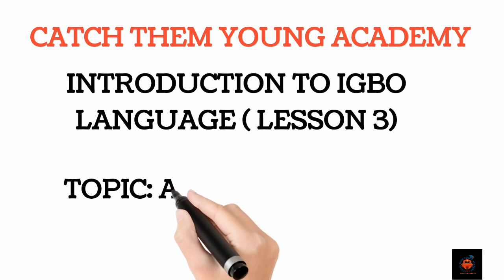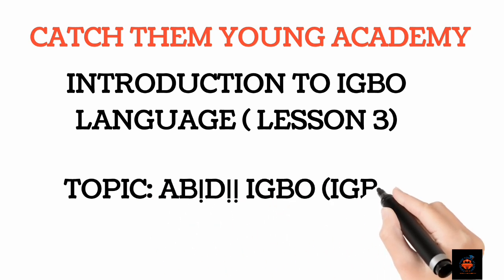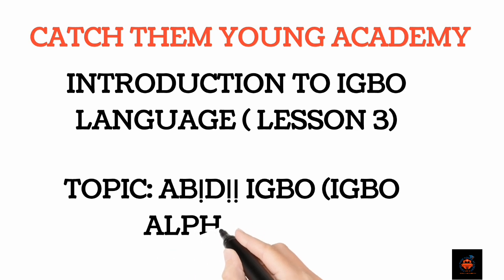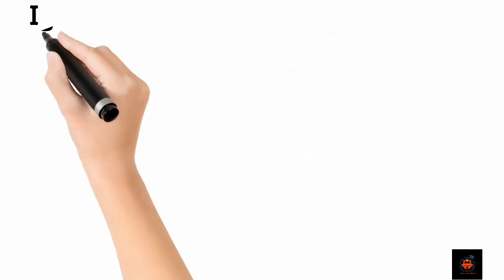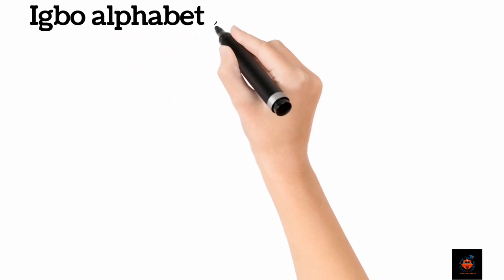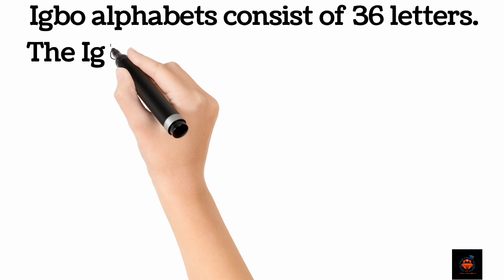Topic: Abịdịị Igbo. Igbo Alphabets. Igbo alphabets consist of 36 letters.